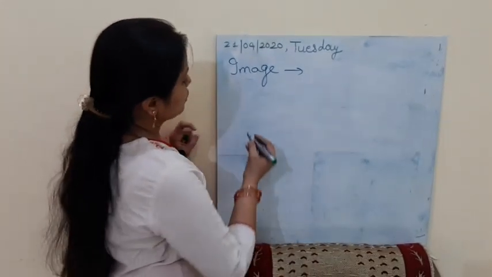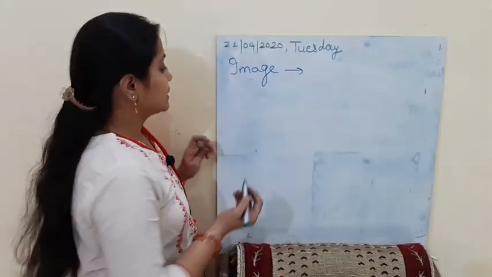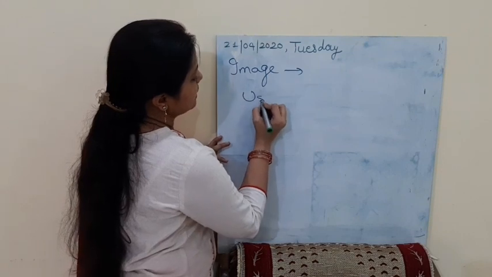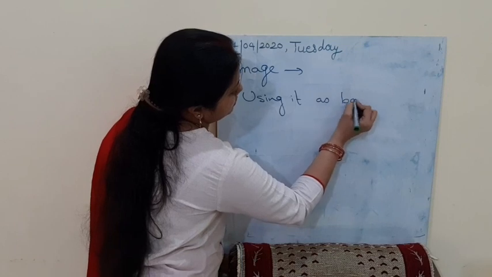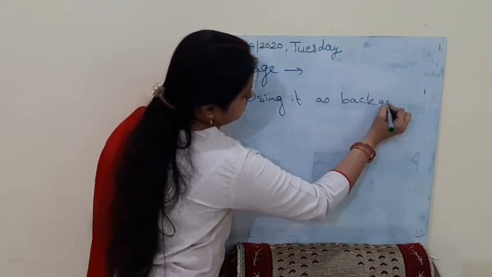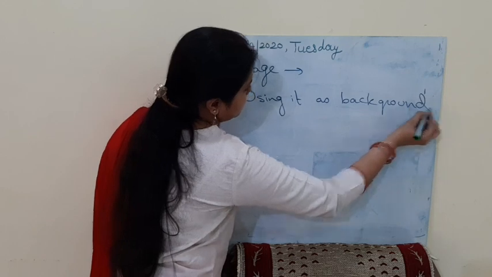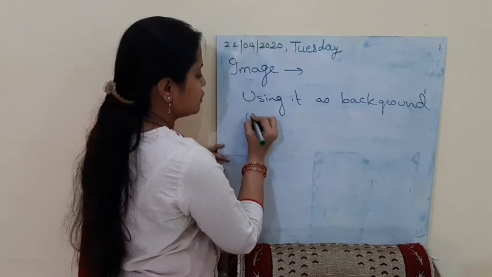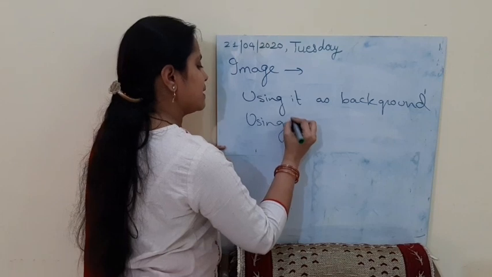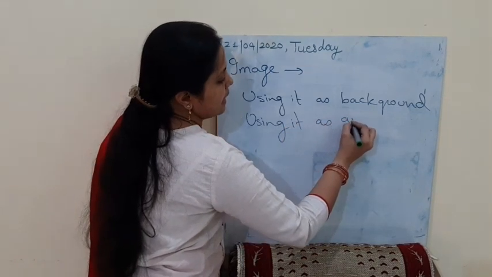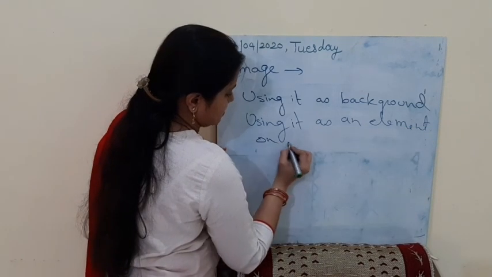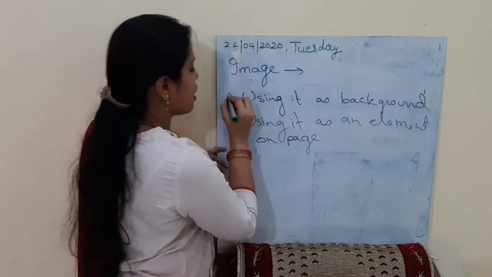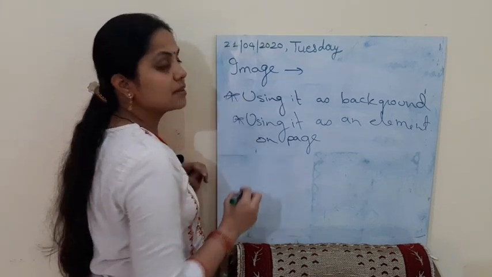So how we are going to do it? When I am inserting a picture on a web page, it can be done in two ways. First, using it as background. And second thing is using it as an element on the page. These are two ways how we can insert images.